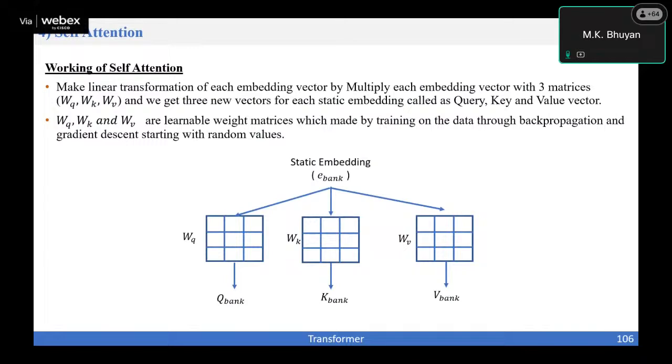So Q bank is the query corresponding to the word bank, K is the key corresponding to the word bank, and V is the value corresponding to the word bank. So we are determining these embeddings. That is actually the self-attention based on the matrices WQ, WK, and WV we are considering.